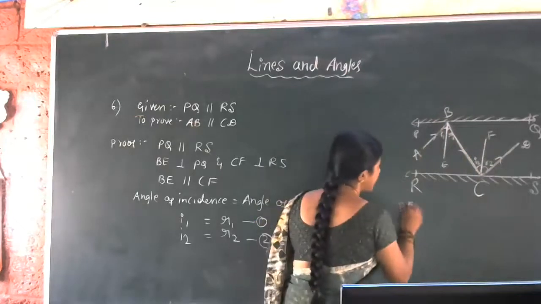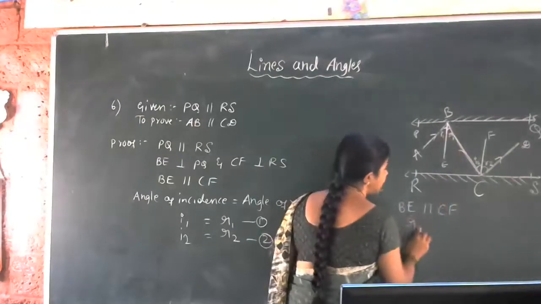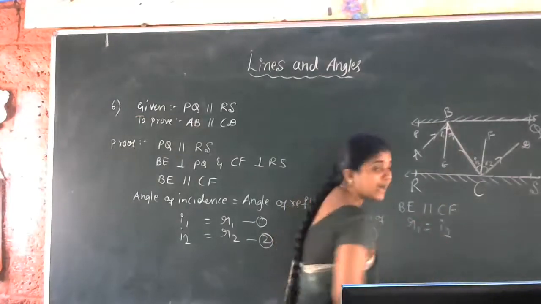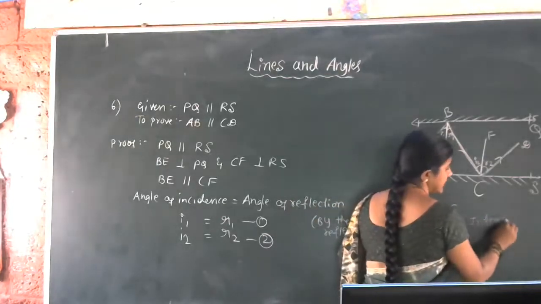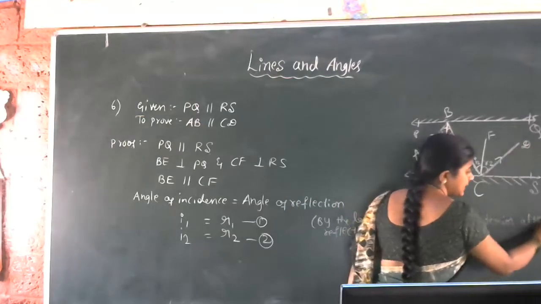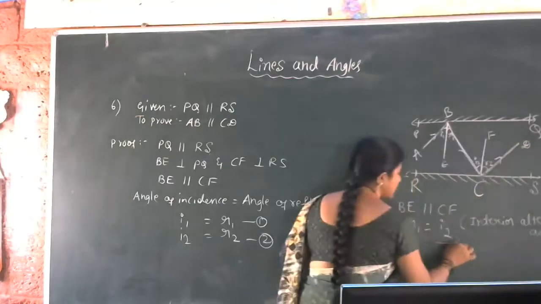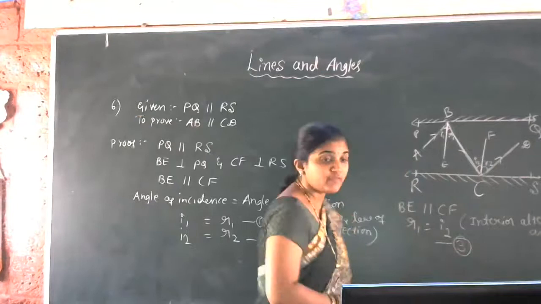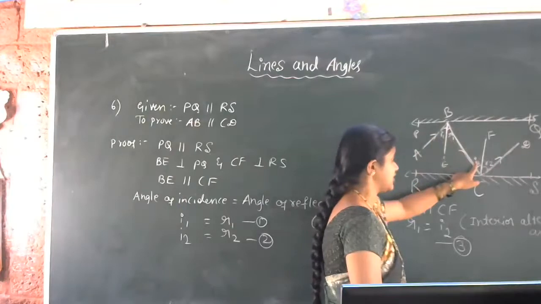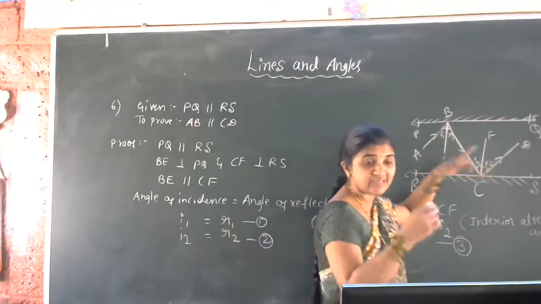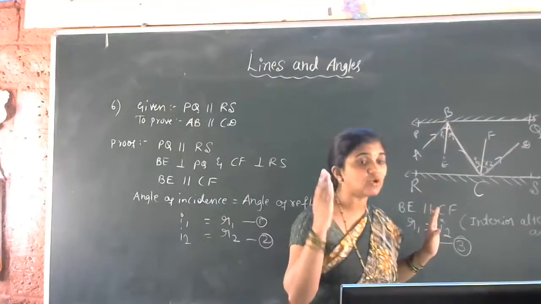So then interior alternate angles. Now the BE line is parallel to the CF line. According to that condition, R1 is equal to I2, interior alternate angles. Call this equation 3. So, first equation, you just observe: I1 is equal to R1. Second equation, I2 is equal to R2. This first and second are the result of the law of reflection. Angle of incidence is always equal to angle of reflection.